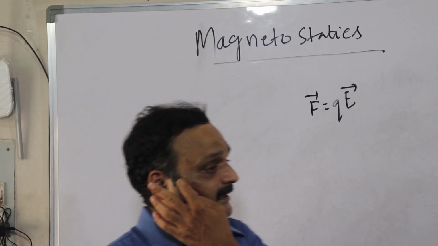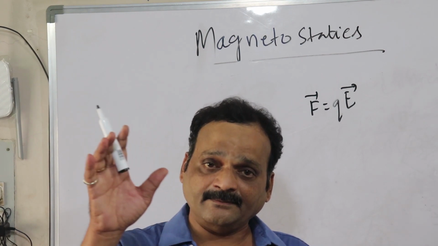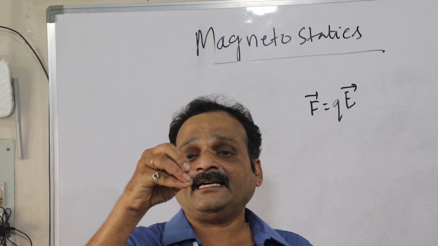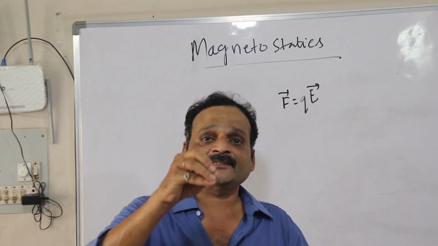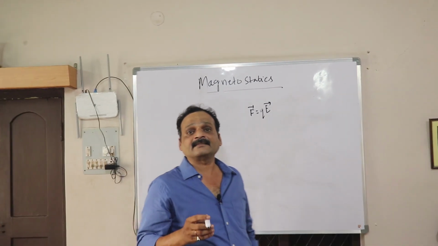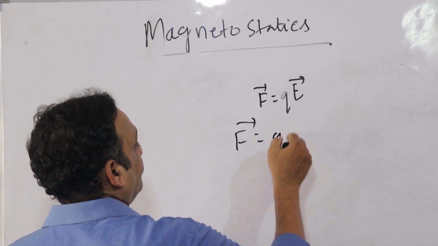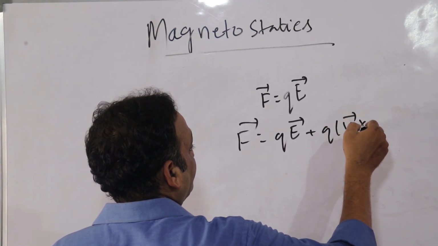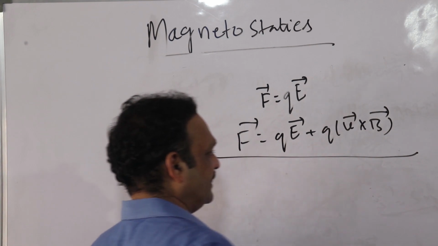Now suppose in a region there is an electric field in some direction, there is some magnetic field in some other direction, and you are placing some charge there. If you put the charge at rest, the magnetic field will not work. If the charge is moving, then both electric and magnetic fields will work. What is the resultant force? Resultant force F bar equals Q E bar plus Q into V bar cross B bar. This is the general Lorentz force.